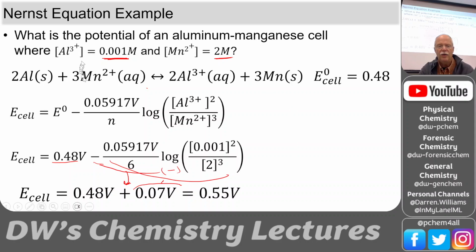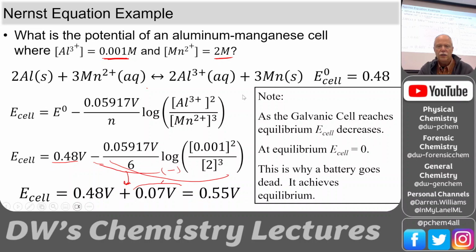Doesn't sound like a lot when you consider 0.001, so a 100th or 1,000th of a molar concentration of aluminum. But this isn't a very powerful cell either, 0.48. So as the galvanic cell reaches equilibrium, the cell potential decreases. At equilibrium, E cell is equal to 0. So this is why a battery goes dead.